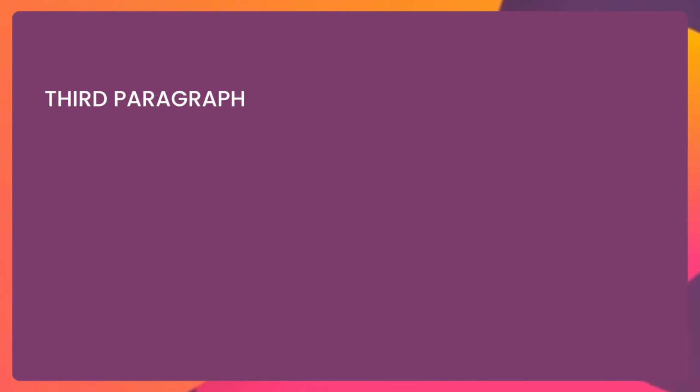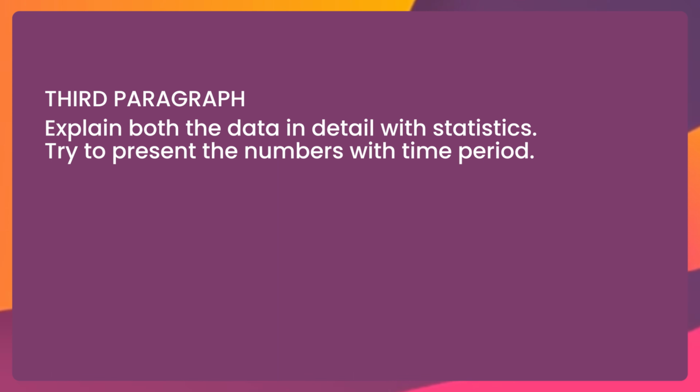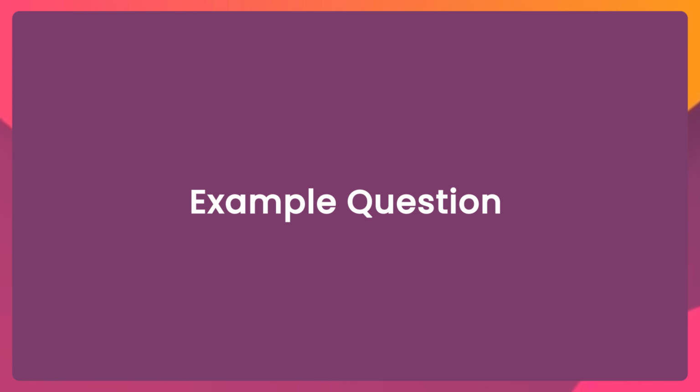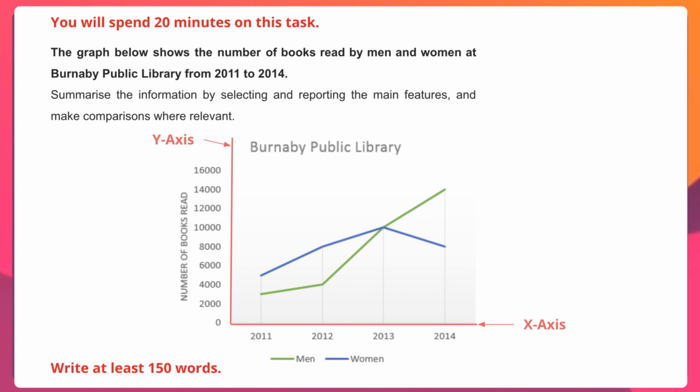The third paragraph, explain the data in detail with statistics. Try to present the numbers with the given time period. Fourth paragraph, show the final comparison with an exceptional point. This is optional and you can also ignore adding the extraordinary point and you can only present the main data. Now let us look into the example question task again. You can see that the main question talks about the number of books read by men and women at Burnaby Public Library. The time period is 2011 to 2014.